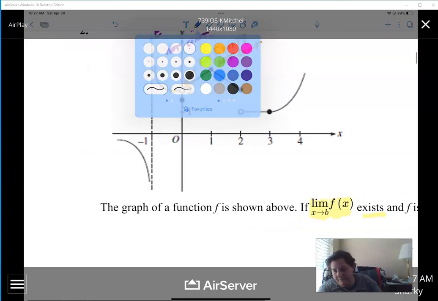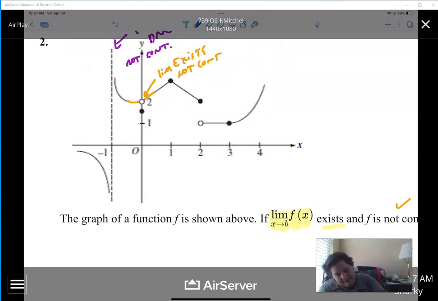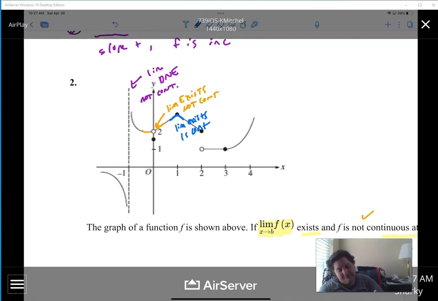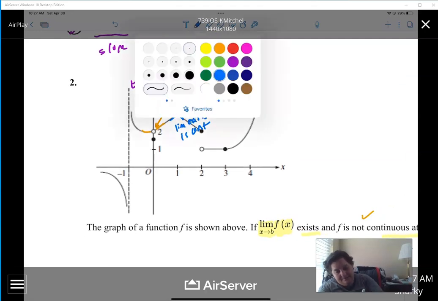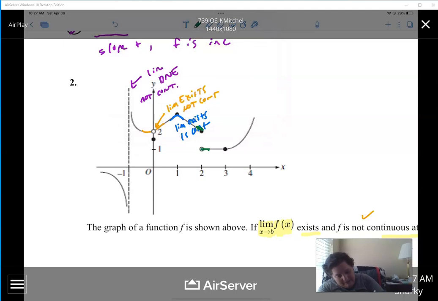Okay, let me look at a different one. The limit exists right here, and it is continuous. The limit exists and f is not continuous, so it's not that one. Right here, the limit doesn't exist.